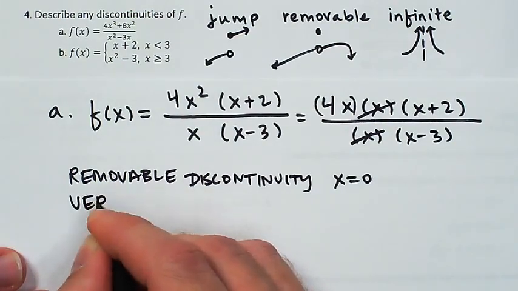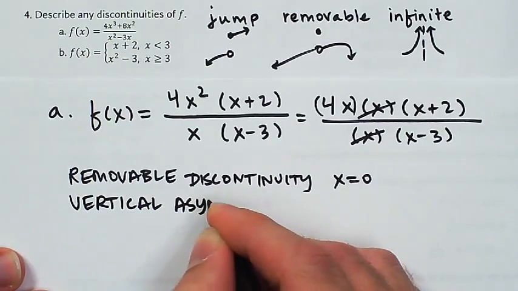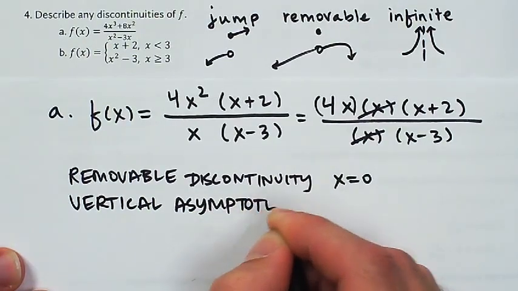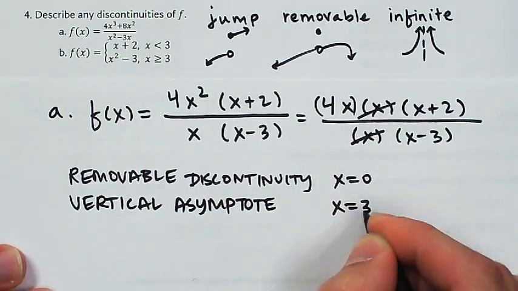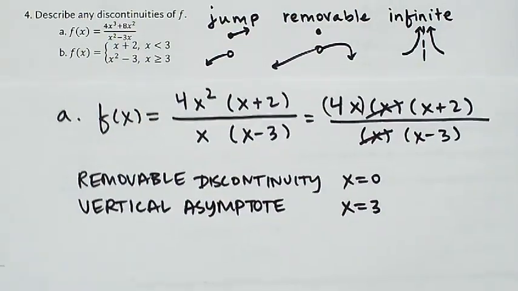So I'm going to say vertical asymptote is going to be x equals 3. Okay, so those are my discontinuities of f for part A.